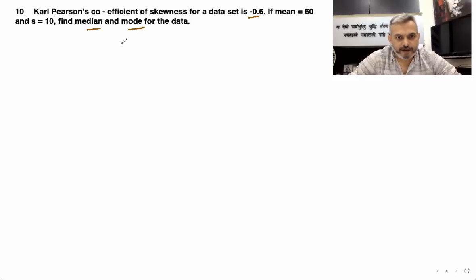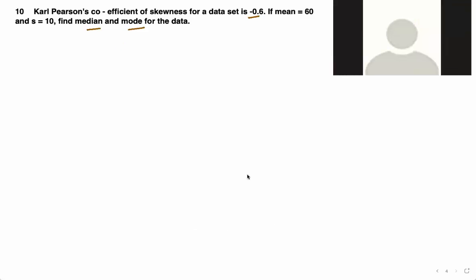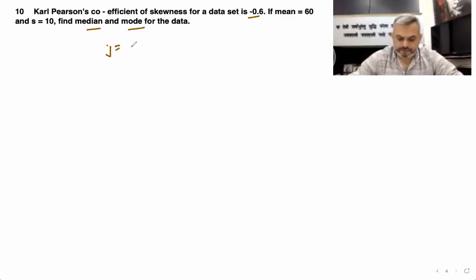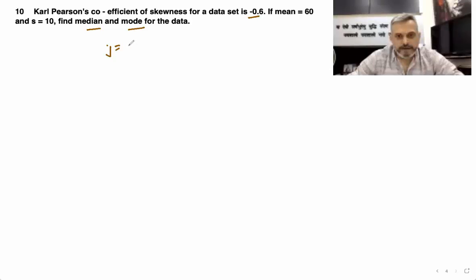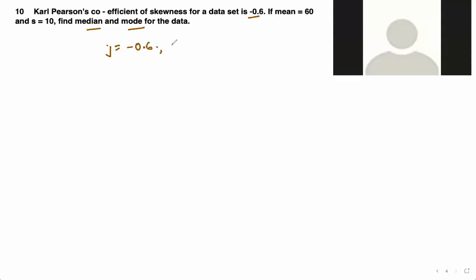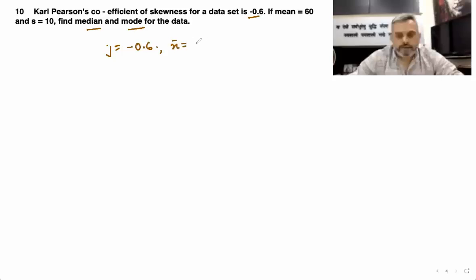So first let's write. Mode is 66. Correct. Okay. Now J is equal to minus 0.6, mean is equal to 60 and standard deviation is equal to 10. Now we have to find out the mode and the median.